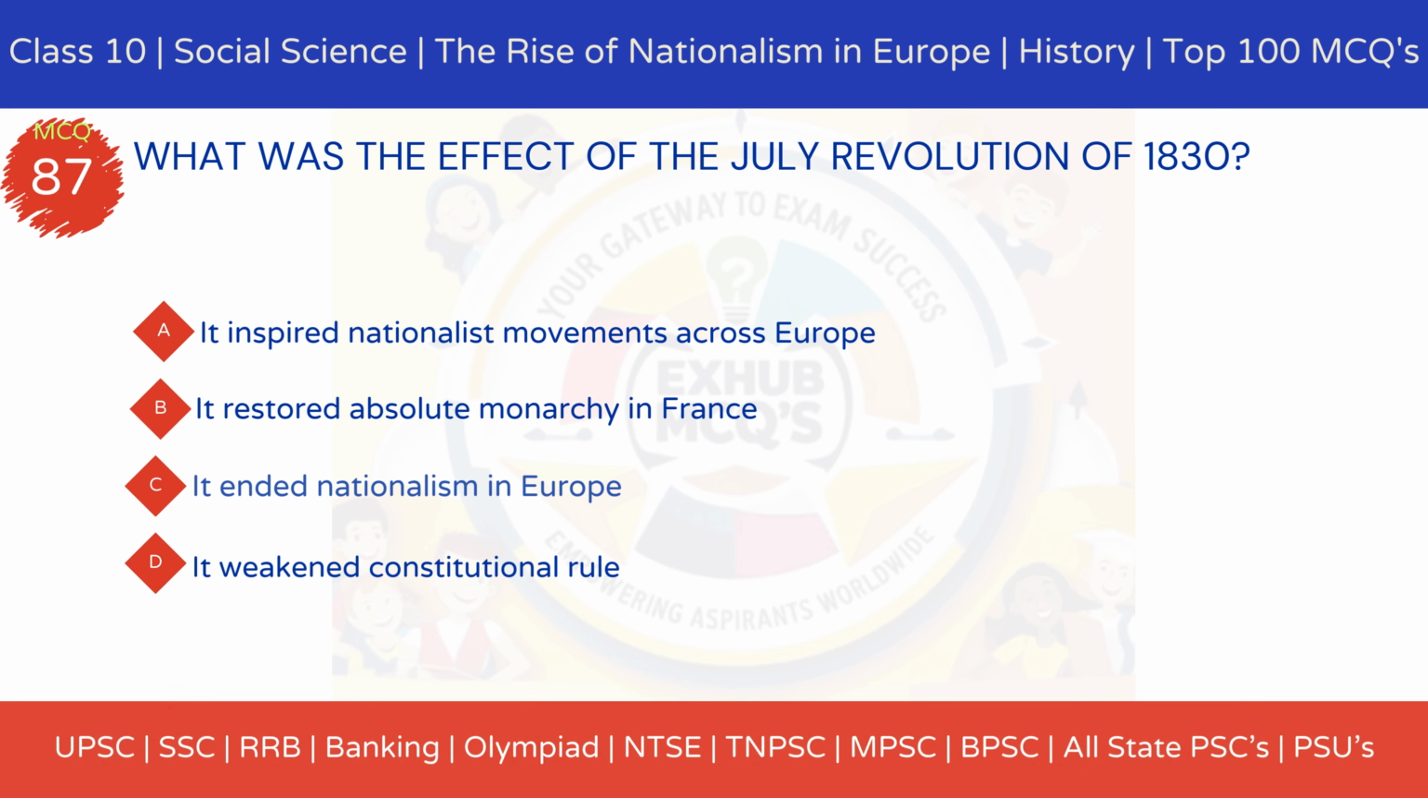MCQ 87. What was the effect of the July Revolution of 1830? Option A, it inspired nationalist movements across Europe. Option B, it restored absolute monarchy in France. Option C, it ended nationalism in Europe. Option D, it weakened constitutional rule.